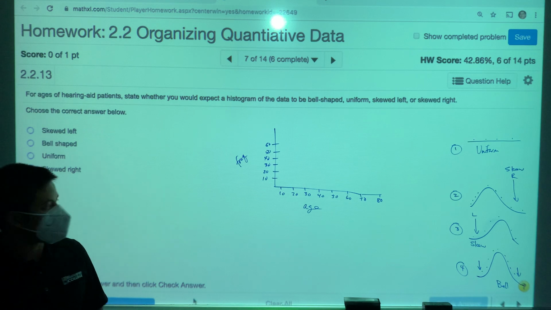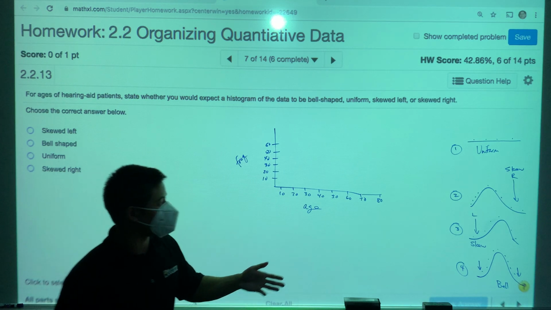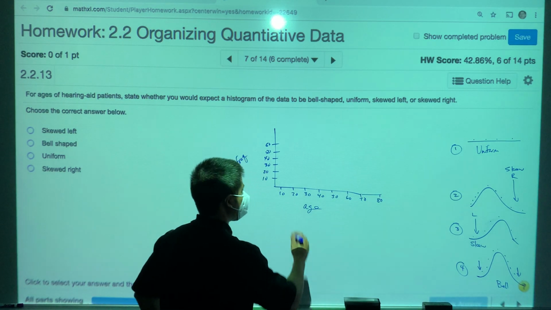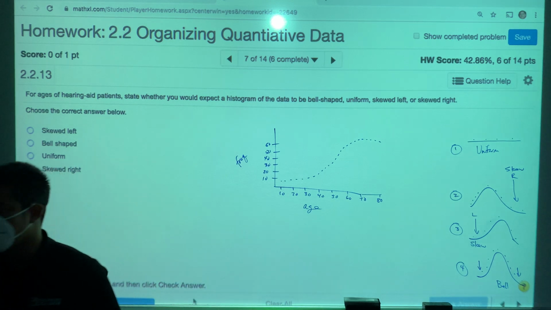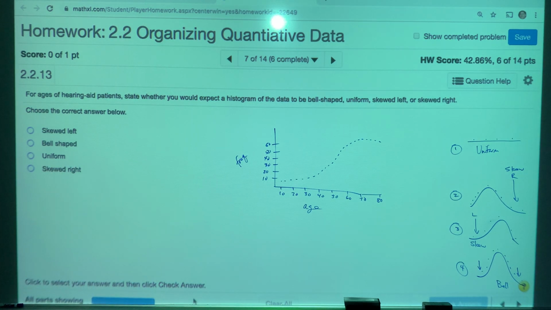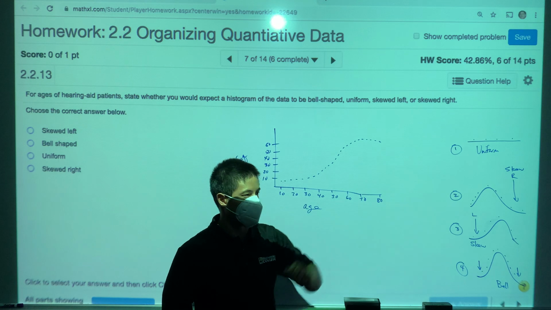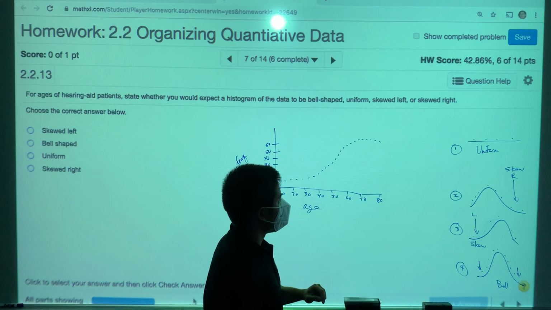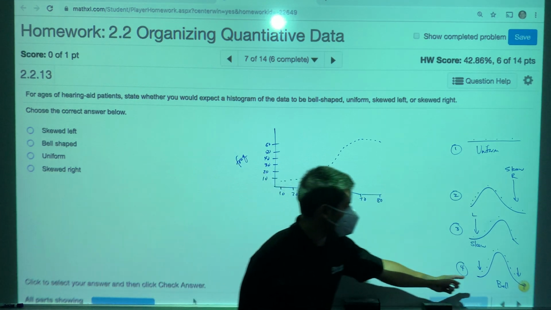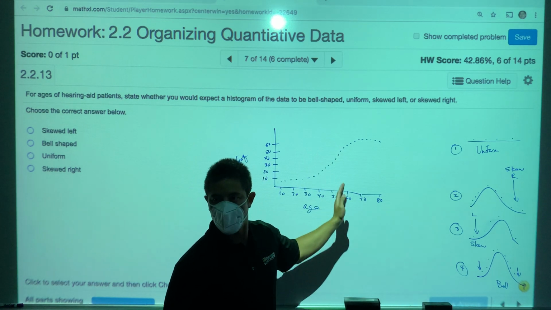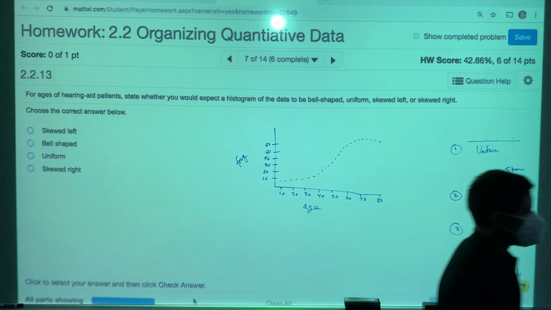of age. Are we going to have a ton of people in the 10 years of age with hearing aids? Not nearly as many as we're going to have over here, are we? As people get older, what happens? They need more and more of that type of assistance. So I highly doubt that it's going to be uniform, that every age bracket needs the same amount of hearing aids, right? So that's out. It's not going to be skewed right because younger people don't need hearing aids more than older people. It's not going to be bell-shaped, meaning that middle-aged people need the most hearing aids. It's going to be skewed to the left. Do you guys follow?